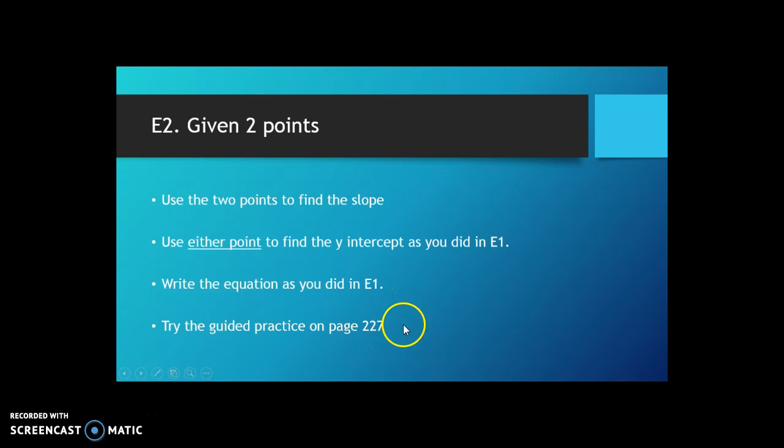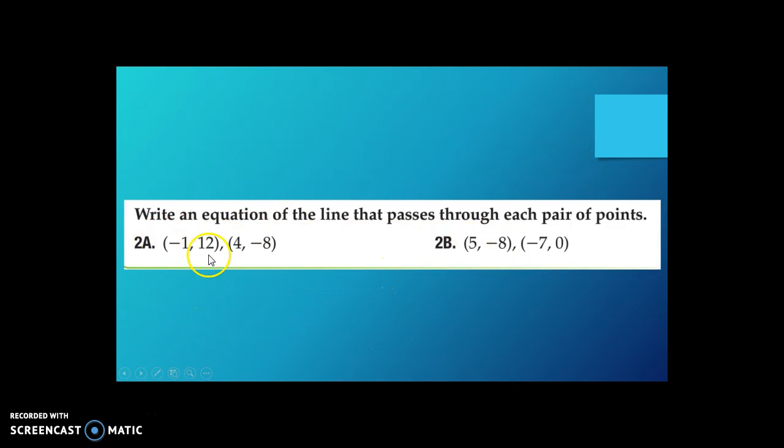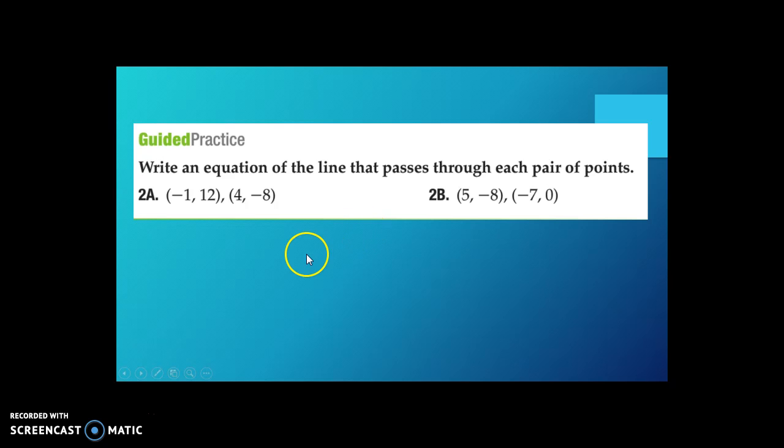So let's take a look at one on page 227. So here's our page 227. We're going to do A. You're going to do B. So here we go. First things first, we are going to find the slope. Okay? y2 minus y1 divided by x2 minus x1. So that looks like this. I went -8 minus 12, and then 4 minus -1. So that's actually going to be 4 plus 1, which is 5. All right. -8 minus 12 is -20.